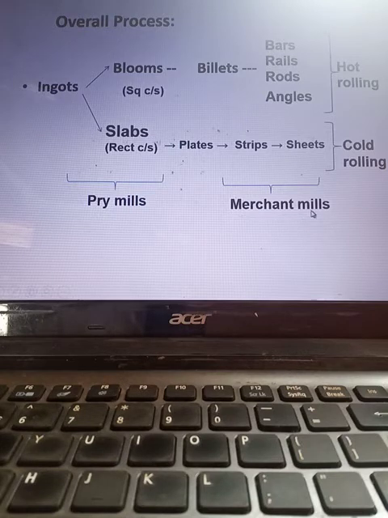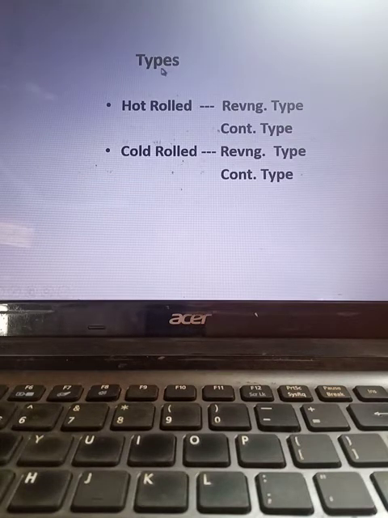Okay, we shall move on. I mentioned that the steel mill can be hot rolled or cold rolled. Again, in hot rolled, it can be of reversing type or continuous type. In cold rolled, again it can be of reversing type or continuous type. Ultimately, we have four types: hot rolled reversing type, hot rolled continuous type, cold rolled reversing type, and cold rolled continuous type steel mills.